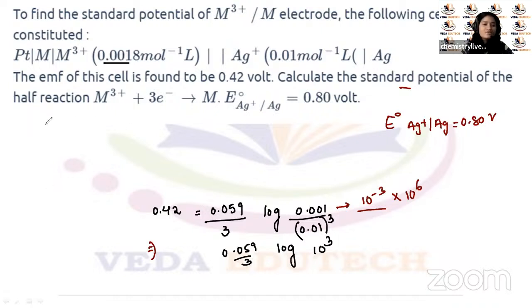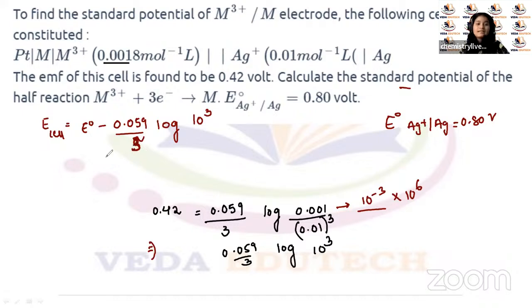So after getting this much, we got E cell equals to E naught minus 0.059 by n log 10 to the power 3. Yes. Now we know that this is 3. This is 3. Yes or no, children? Yes. If this is 3, what are we going to get, children? E cell is given to us as 0.42. Yes, it is given to us as 0.42.